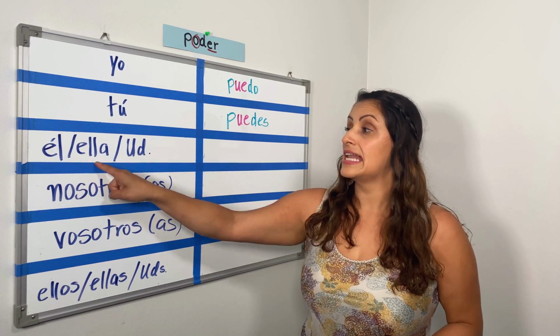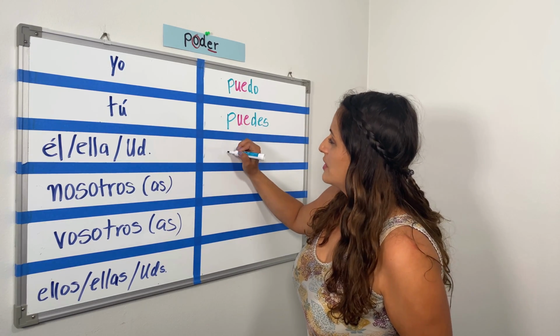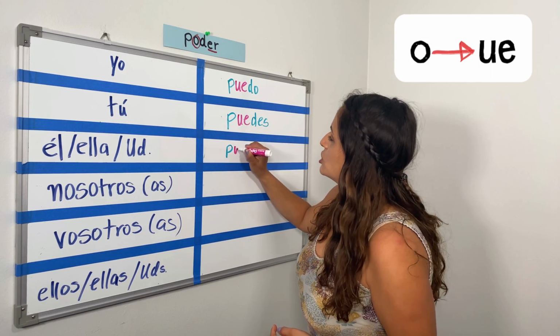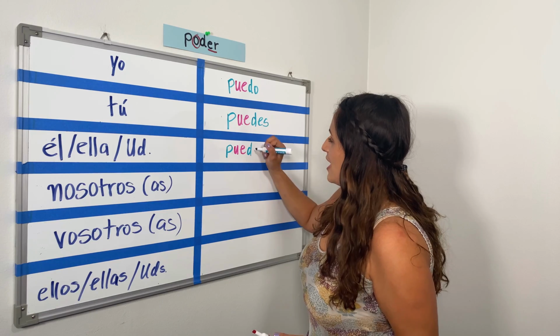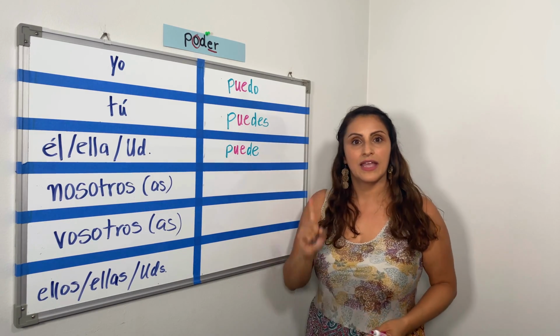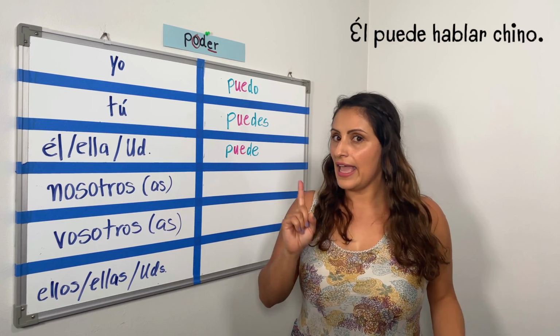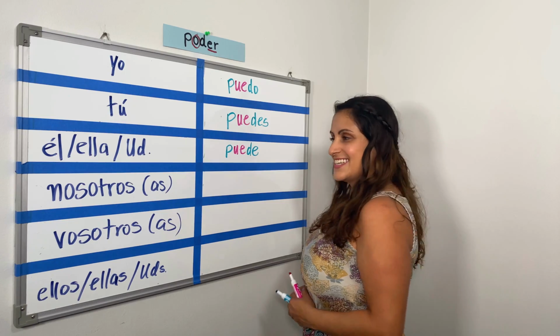Moving on to él, ella, and usted. You know the pattern. We start with the stem, and once we get to the O, we change to UE, and we finish it off like a regular ER verb. Puede. Ella puede hablar alemán. Él puede hablar chino. Good.